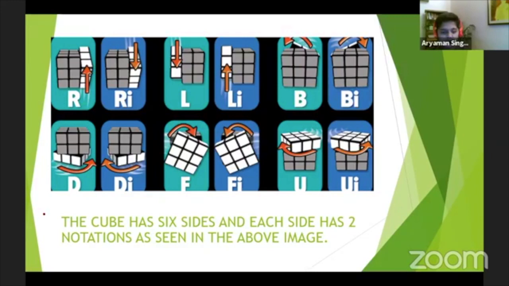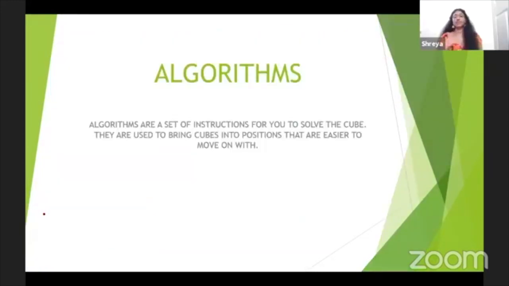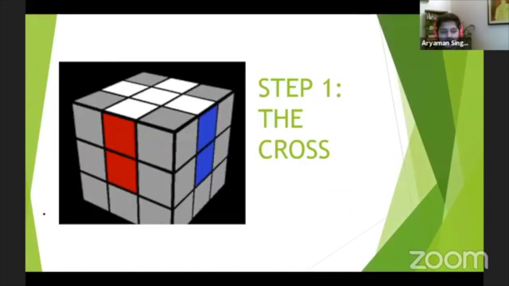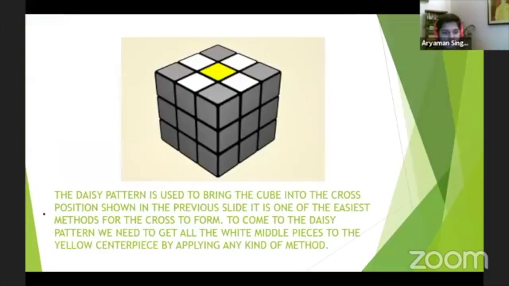Okay, we'll move on now. Algorithms are a set of instructions for you to solve the cube. They are used to bring the cube into positions that are easy to move on with. Then this is the first layer as it's completed. Now we're going to go on to the cross.